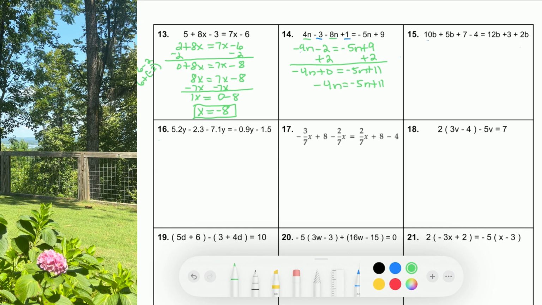Okay, so now I'm going to add the 5n to both sides. That gives me 1n equals 11, or excuse me, equals 0 plus 11. So n equals 11.